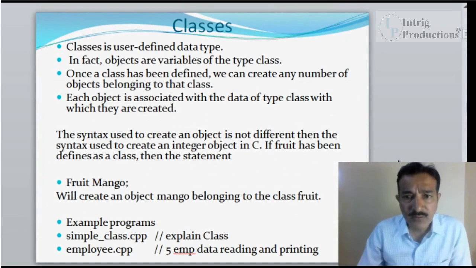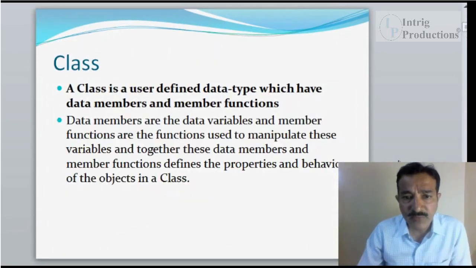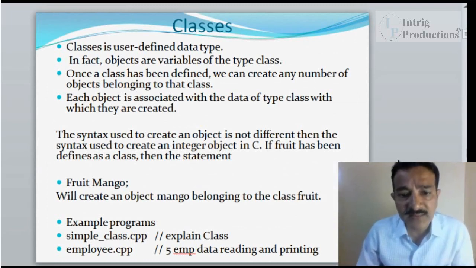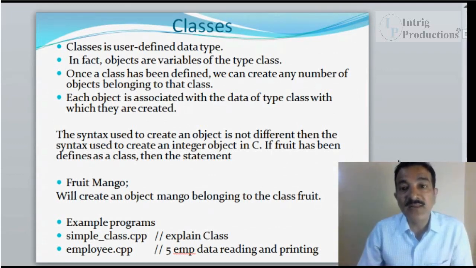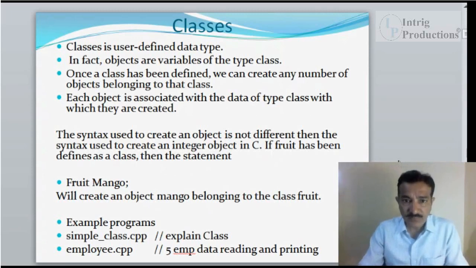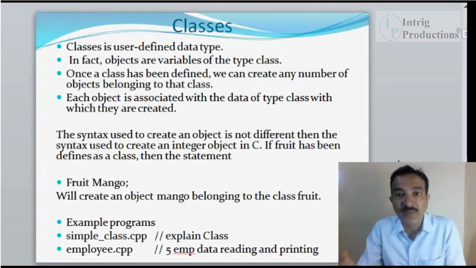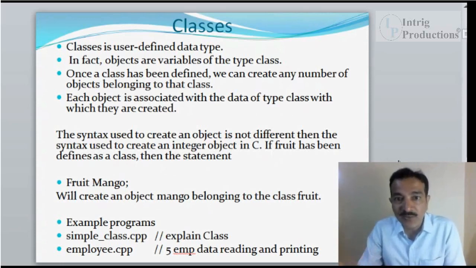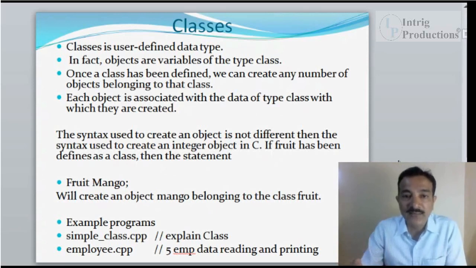I'll show you an example of this. So let us understand this here. Class is a user-defined data type. In fact, objects are variables of type class. Class is just like your integer, but just being an integer, till you don't name the variable, you cannot use it. So you say integer I, then I becomes a variable and you can store some integer into I.